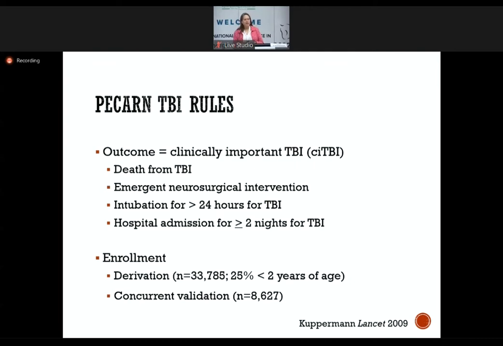The outcome of interest was something called clinically important traumatic brain injury. They didn't want to identify necessarily all intracranial hemorrhage, but rather findings on the CT scan that would affect practice. So what were they looking for? They were looking for children that died from their head injury, who needed an emergent neurosurgical intervention, who were intubated for more than 24 hours for their head injury, or needed 2 or more nights in the hospital for management of their head injury. The study was quite large and enrolled 33,000 children in a derivation cohort and another 8,000 in a concurrent validation cohort.